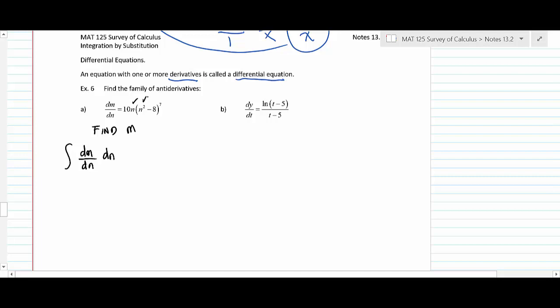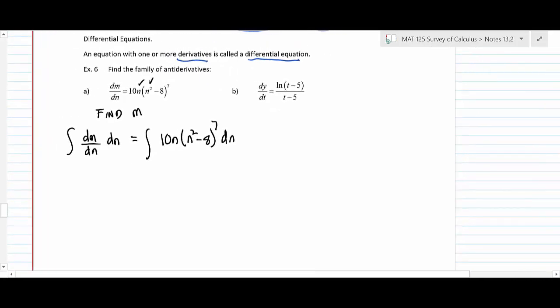M is the name of the function, just like you're used to seeing y as the name of the function. n is the variable. And then we're going to do the same thing on the right side: the integral of 10n times (n squared minus 8) to the 7th times dn. This is the only kind of differential equation you'll learn how to solve in this class. You've already got a derivative, you've got the answer to the derivative, and you're working backwards, finding an antiderivative. That's why you're doing the integral, okay?